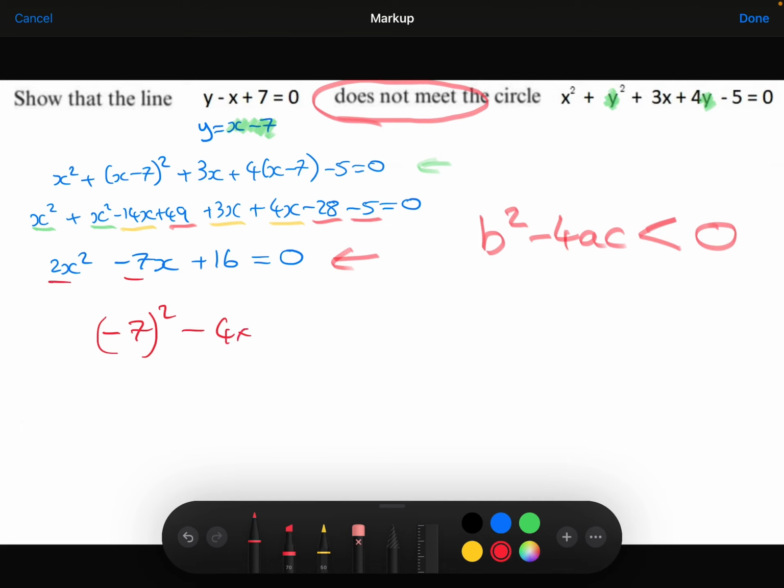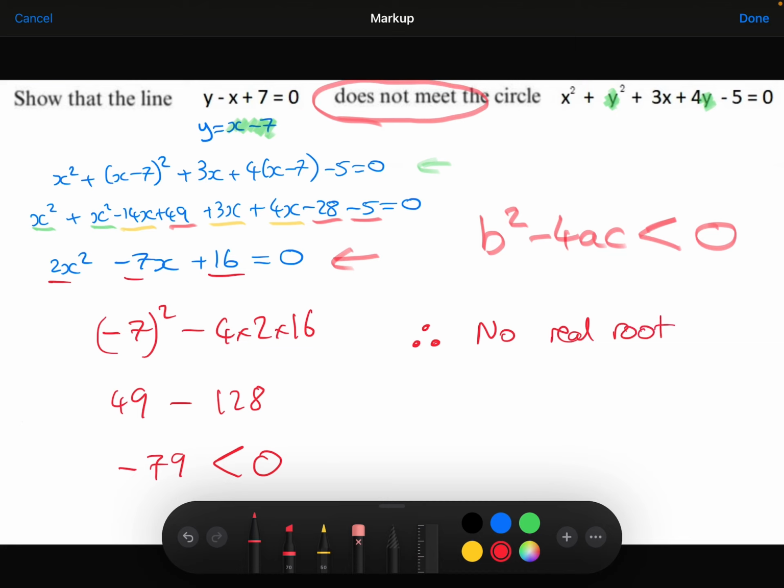The a is 2. And the c is 16. So 49 minus 4 times 2 times 16 is 128. And 49 minus 128 is minus 79, which is less than 0. So I can then say, therefore, no real roots.